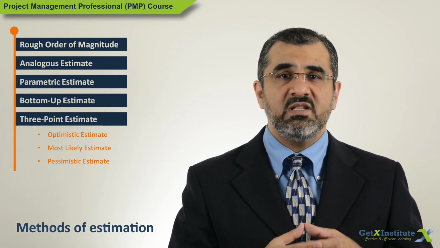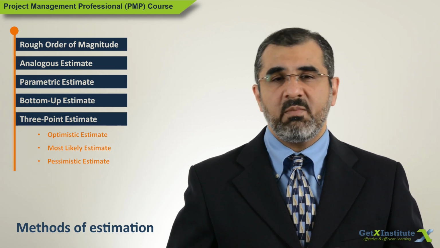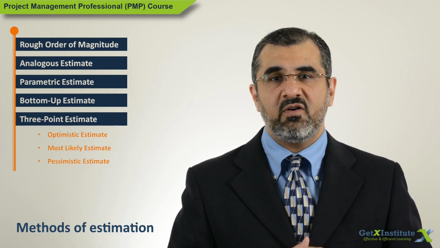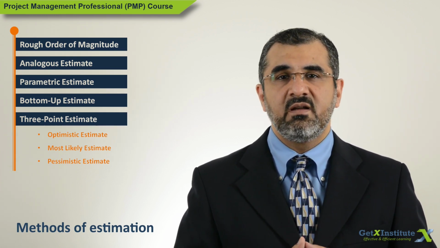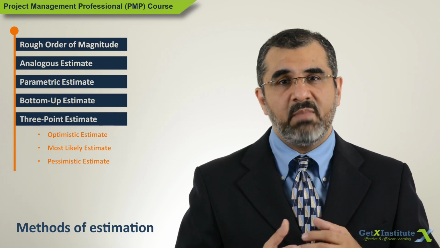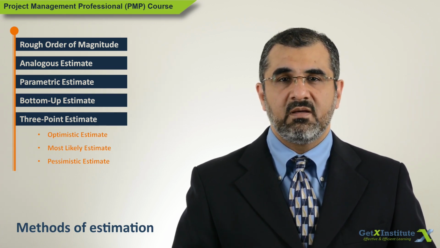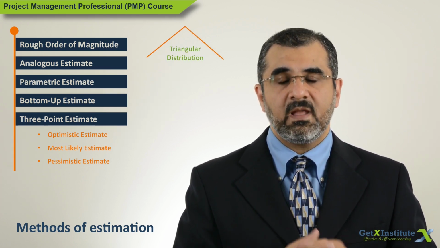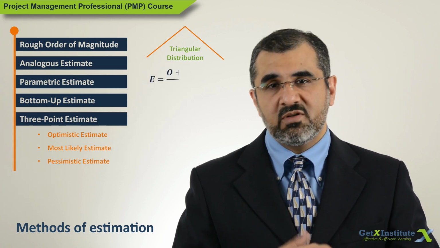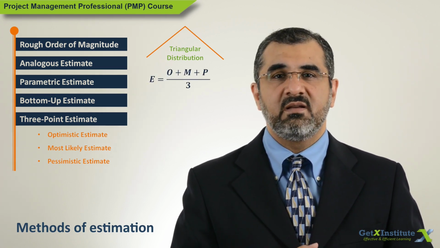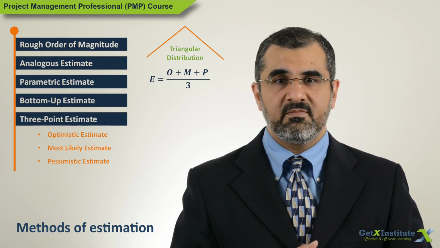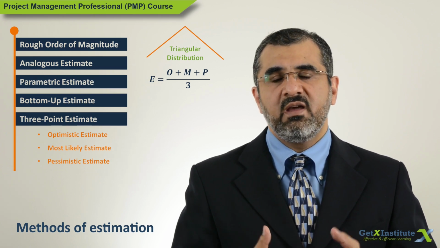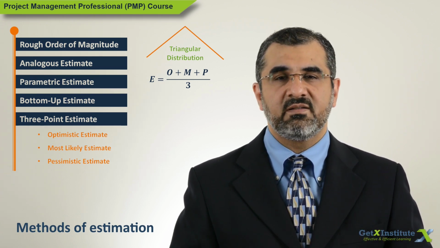So how can the project team use these 3 estimates to come up with a single estimate? There are 2 common methods used for this purpose. These are called triangular distribution and beta distribution. The formula for triangular distribution is optimistic plus most likely plus pessimistic, and then divide the sum by 3. Why 3? Because 3 estimates were added, so it will give an average of the 3 estimates.